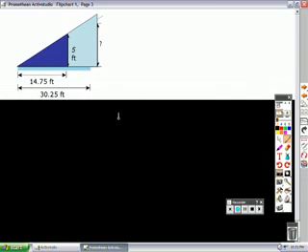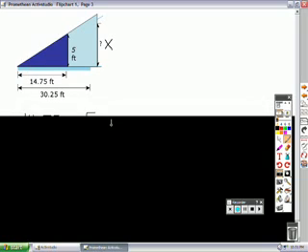Here is another example. We are trying to find the height of the light blue triangle. We will label this height as X because it is the unknown measurement. The height of the light blue triangle corresponds with the height of the darker blue triangle. The base of the light blue triangle corresponds with the base of the darker blue triangle.